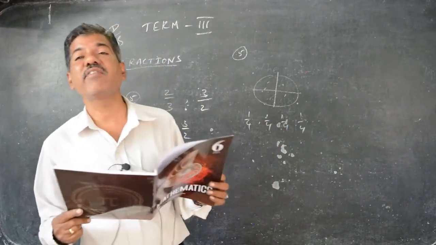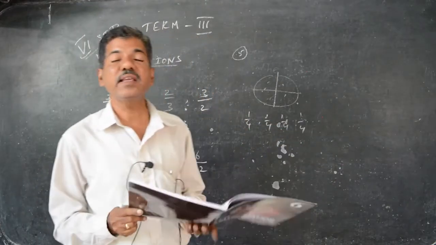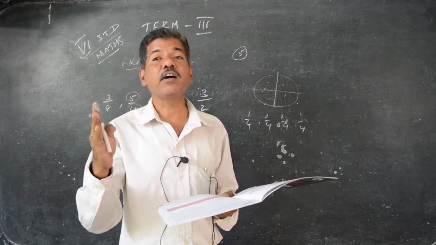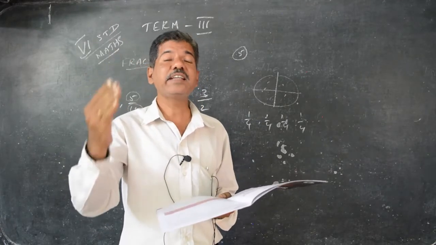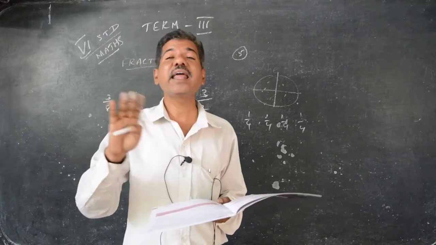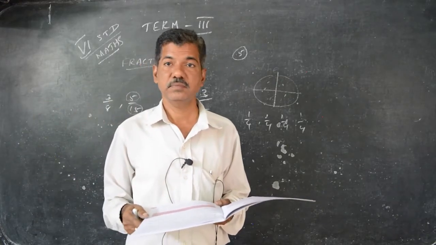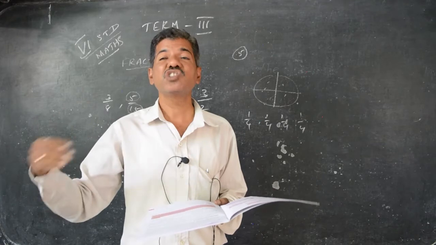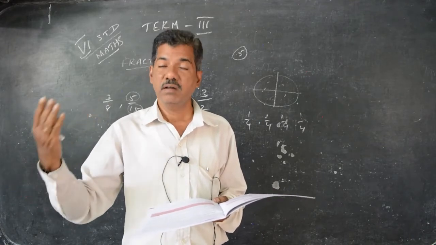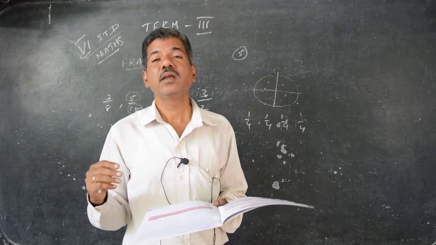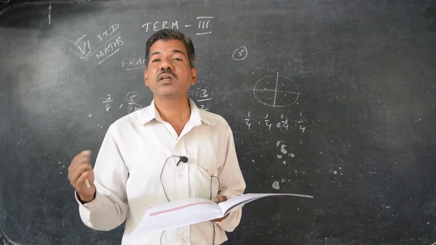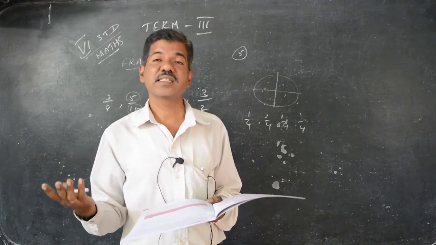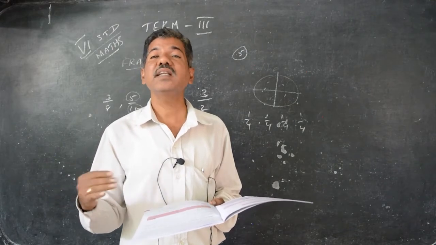Comparison of unlike fractions. What is the meaning of unlike? We have studied the concept of like terms and unlike terms before. Like terms means they are all the same, same size, same color or same shape maybe. Unlike means different color, different shapes and different size. So these are all certain categories.